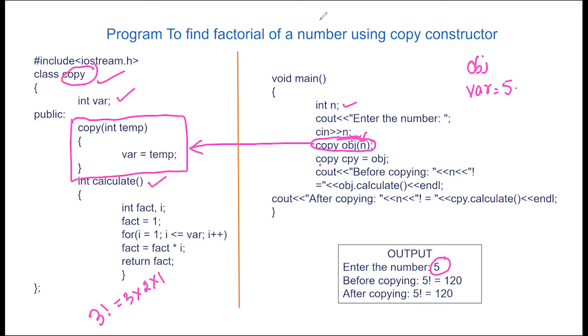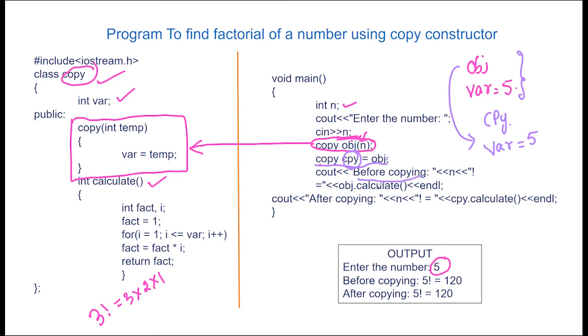In the next step, see carefully what is happening. I am saying copy cpy, which means I'm creating another object whose name is cpy, and I'm saying it is equal to obj. Now obj is nothing but the already existing object we just created. So when I say it is equal to obj, under copy also there is going to be a variable, and that is also going to get initialized automatically to 5. We are copying whatever values obj has into cpy.